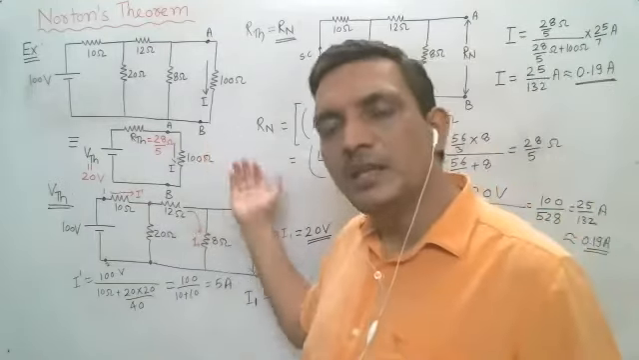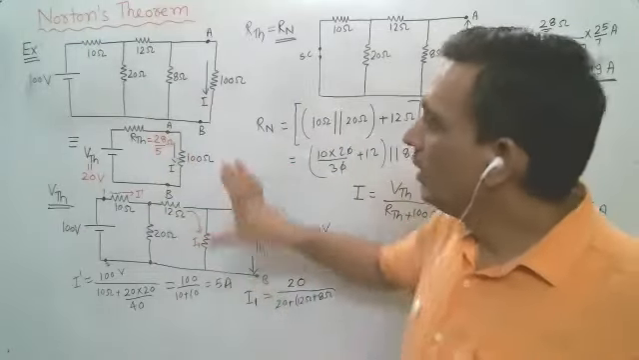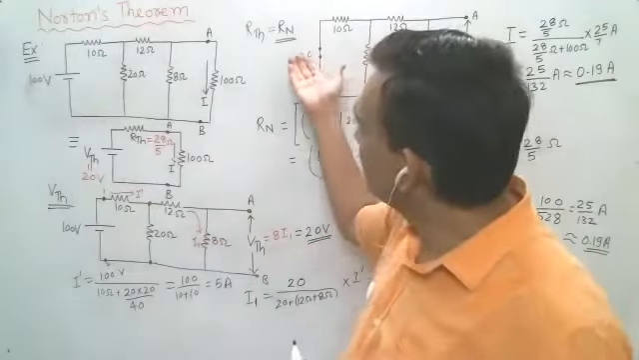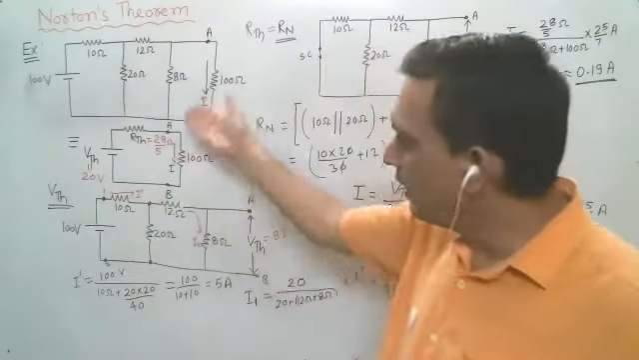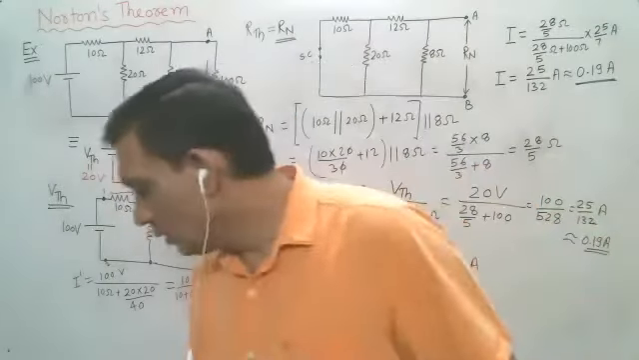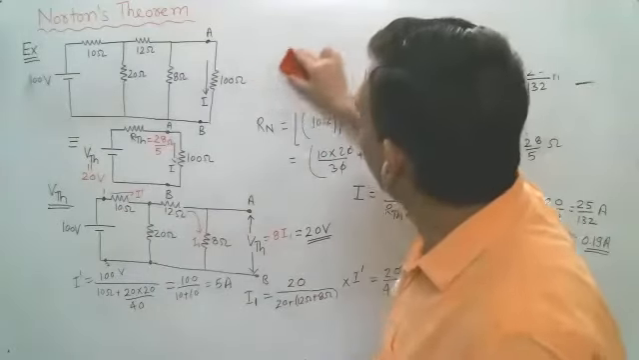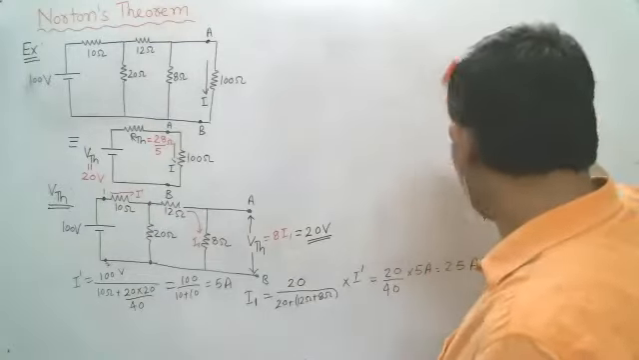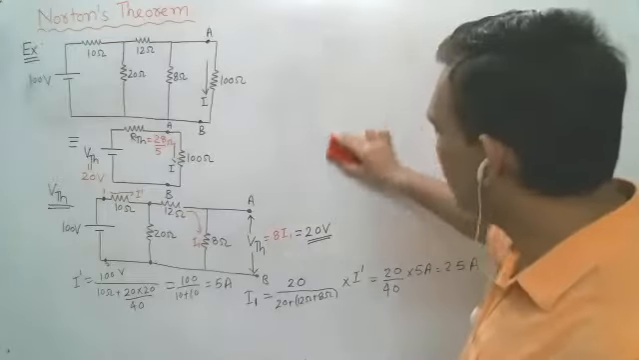Let us see. We will see in source transformation. Use definition. According to definition, what is VTH and RTH? By applying that definition, you will get VTH, RTH, IN and RN, and then you will get current I. So we can convert a voltage source into a current source and a current source into a voltage source.